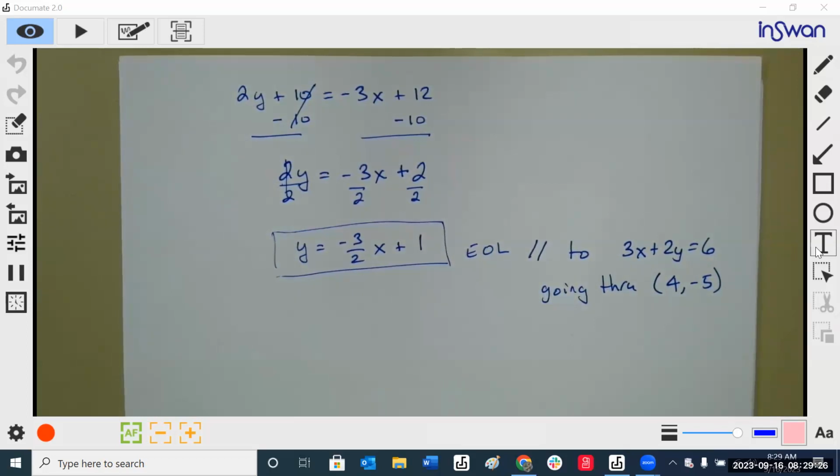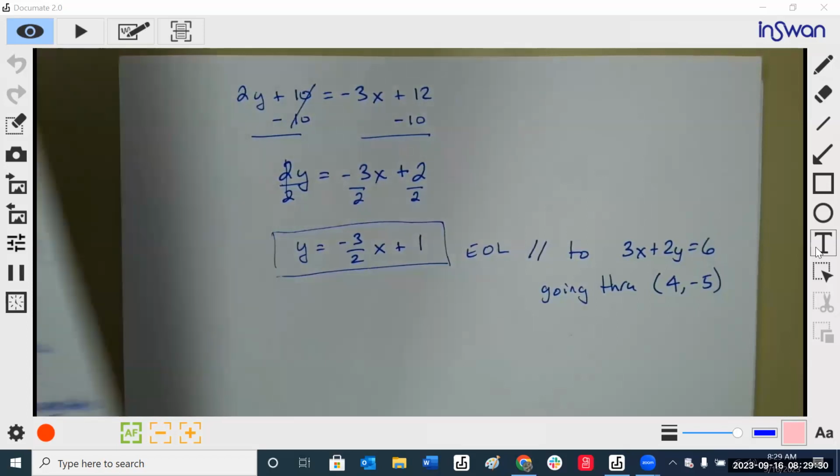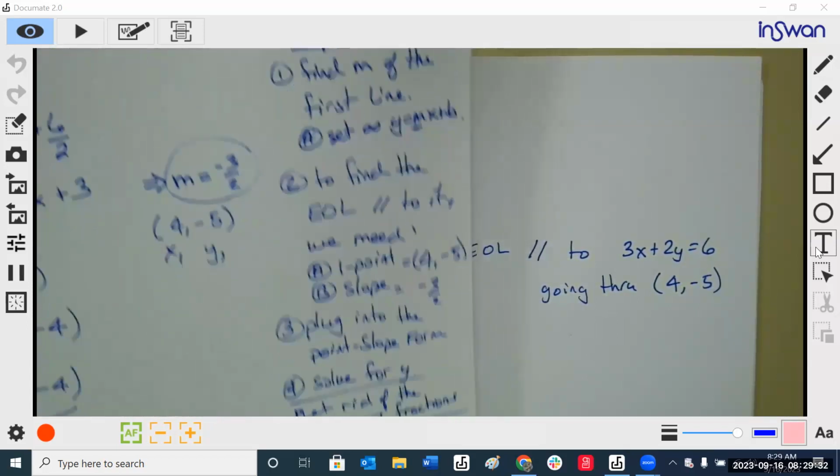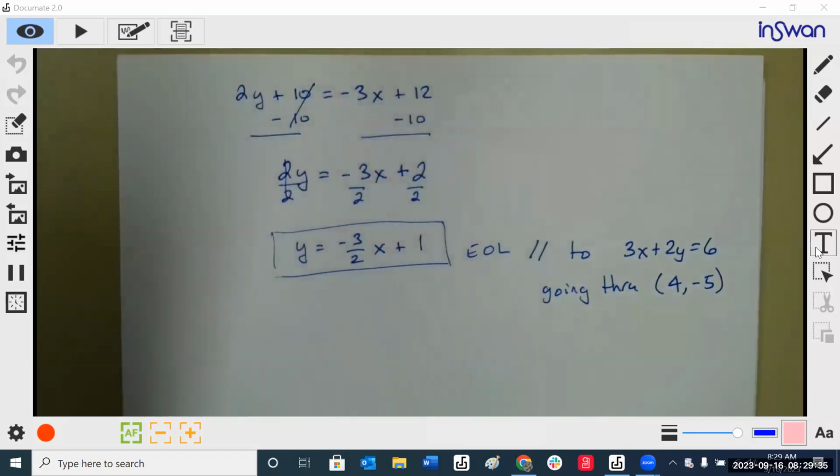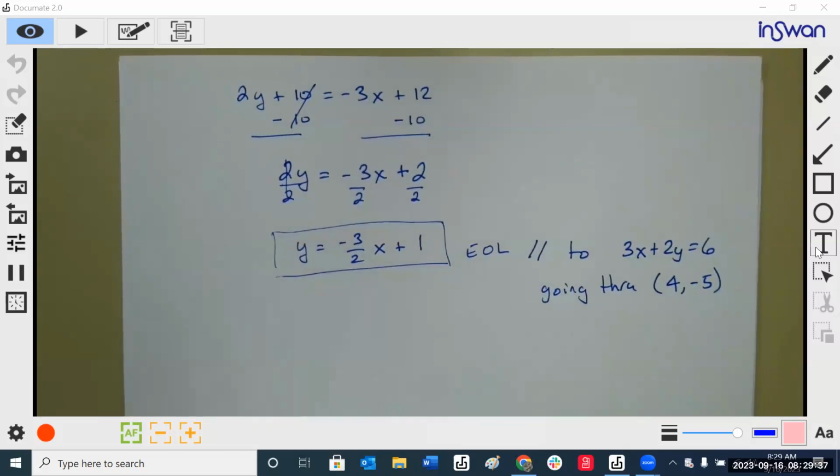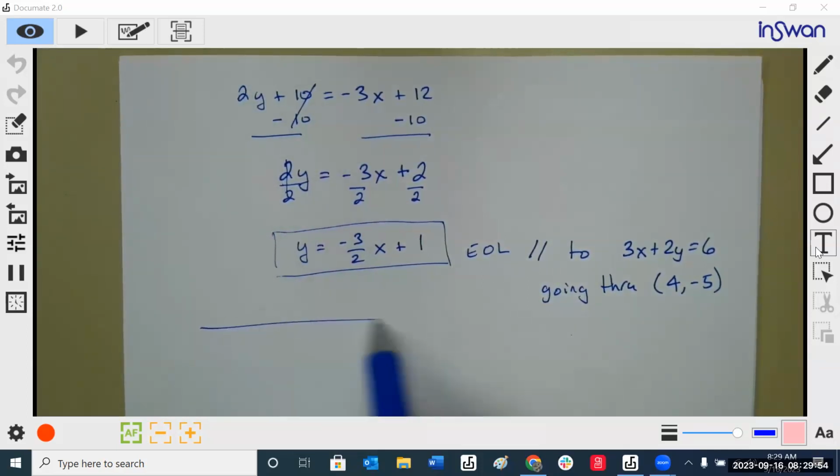So see, we'll do another one. But I gave you the whole roadmap there. I give you all the steps needed, no matter what kind of equation you have. If you're asked to find an equation of a line that's parallel or perpendicular, then you just follow this. All right, let's do another one.